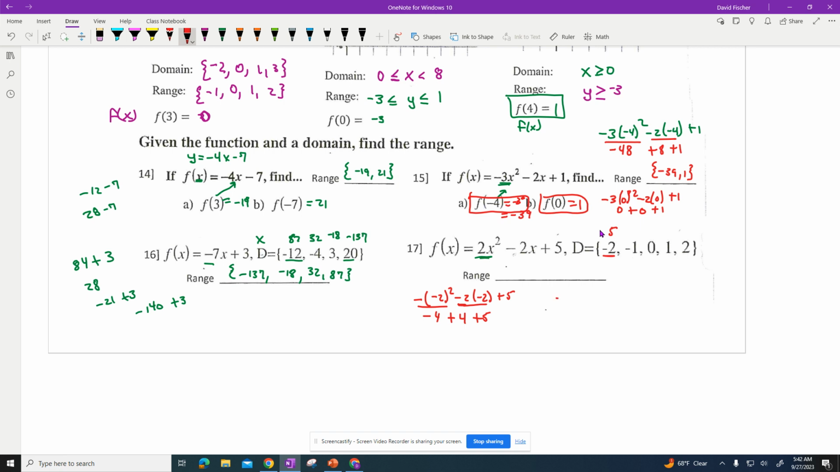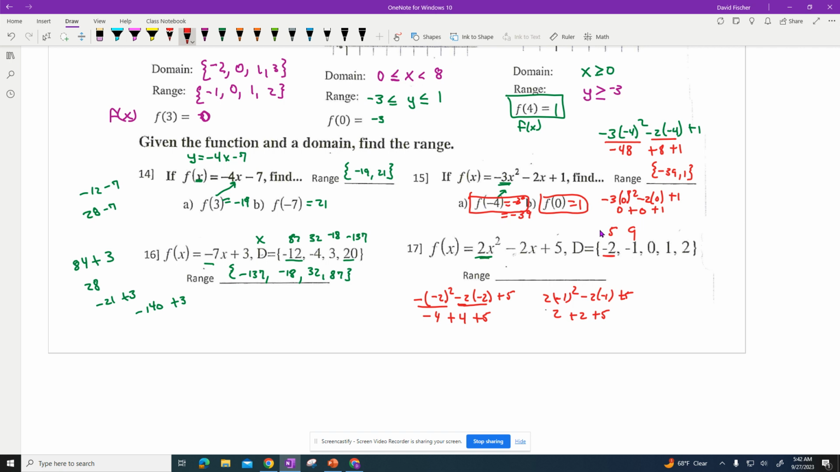So then we get down here. Let's put in the -1. I got 2 times -1 squared minus 2 times -1 plus 5. -1 times -1 is positive 1. 1 times 2 is 2. Negative times negative is a positive. 2 times 1 is 2. That's a terrible looking 5. Plus 5. 2 plus 2 plus 5. That's a 9.